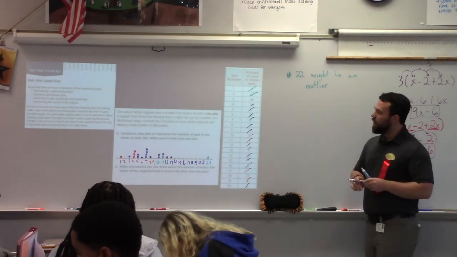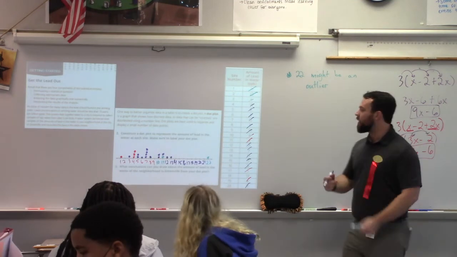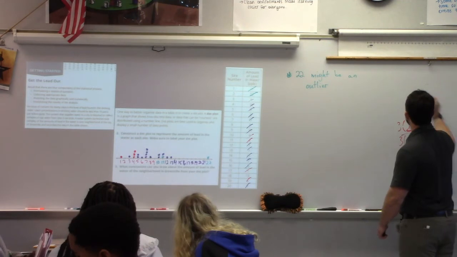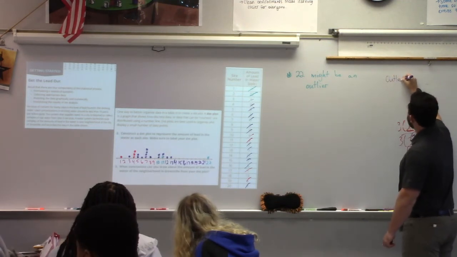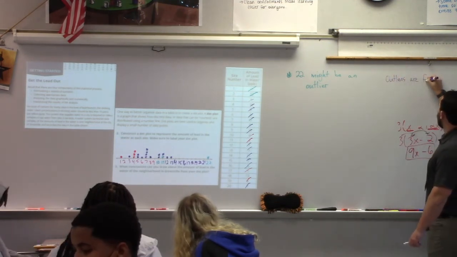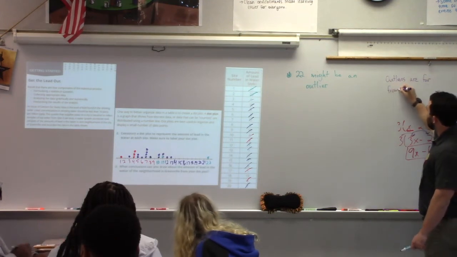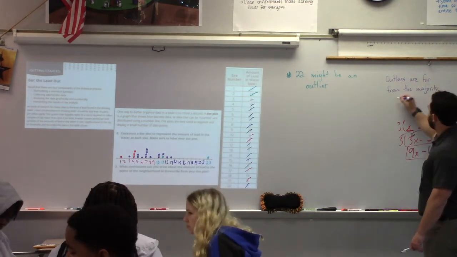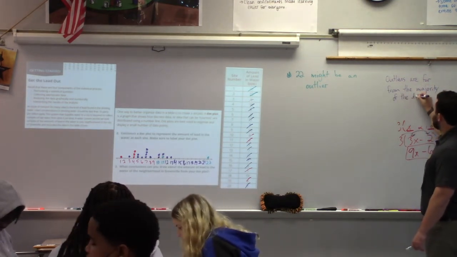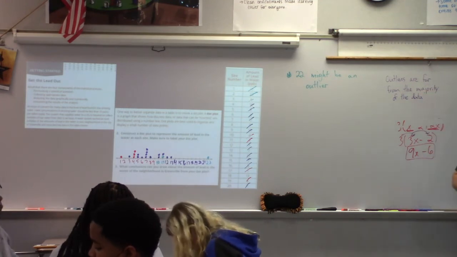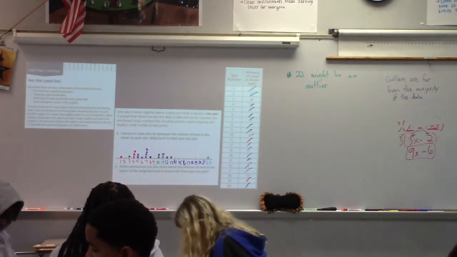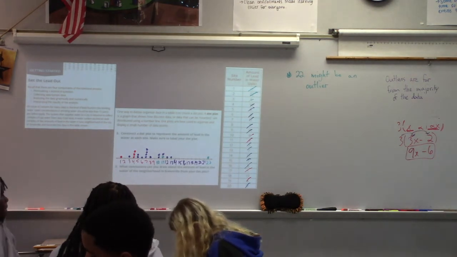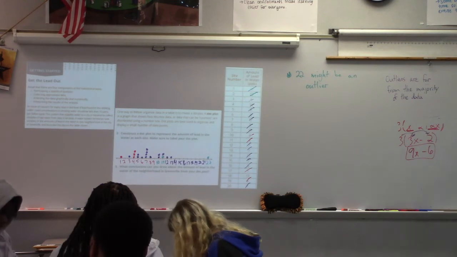So if I were you, maybe off to the side, I'd make a quick note about what we mean in general by an outlier. Outliers are far from the majority of the data. But again, we're going to properly define what it means to be far away within these lessons, okay? So in general, if you ever hear someone say outlier, that data point is far from the majority, okay?